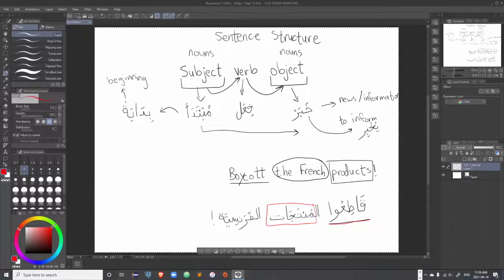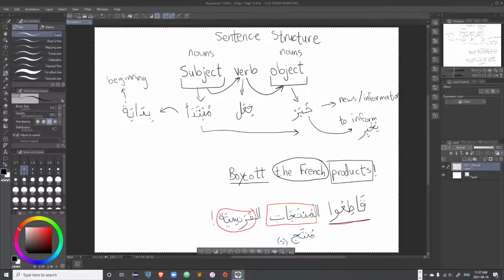And this will be a circle. So الفرنسية is the adjective form for فرنسا, which is France in Arabic. So فرنسية is French, and منتجات here is plural to منتج, which means product, which is also derived from the word إنتاج, which means production or manufacturing, depending on the context. This is the singular. The plural for it is a feminine plural.